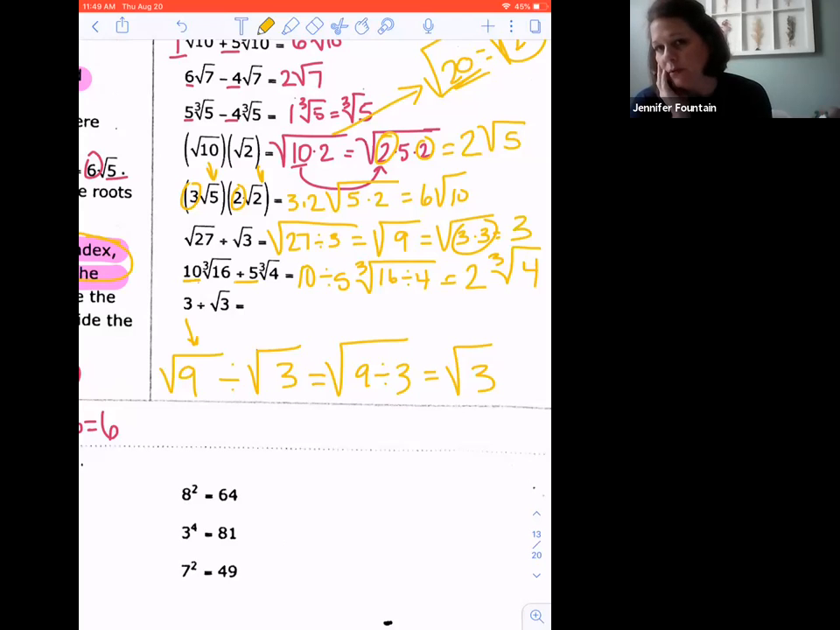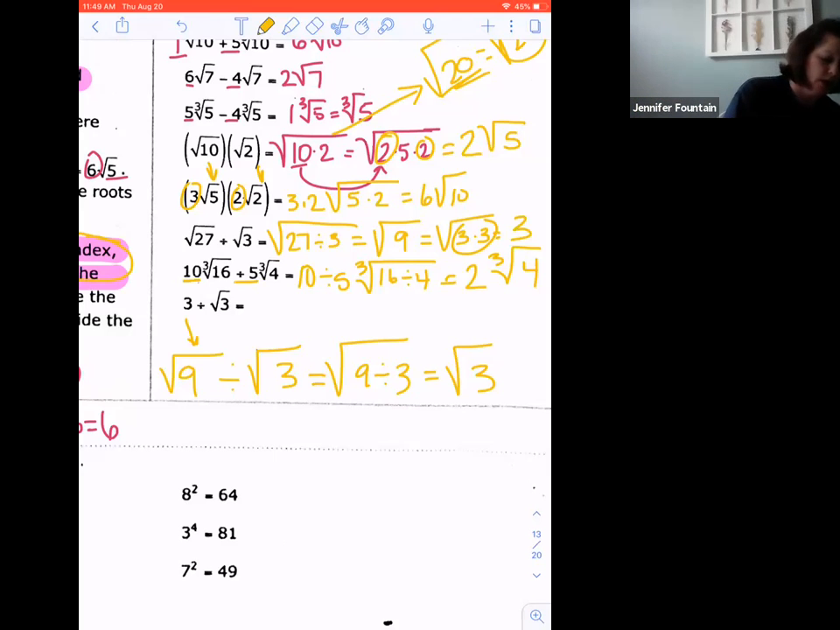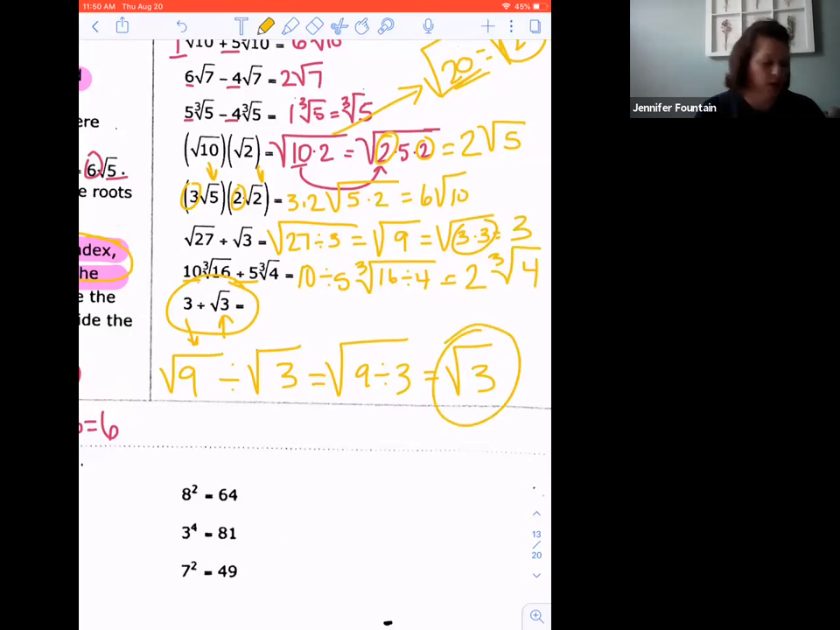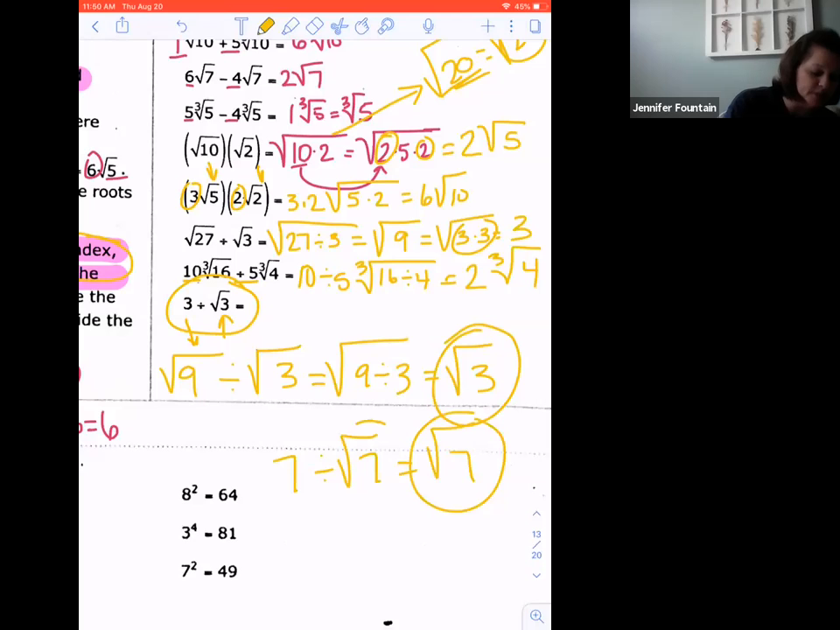I will tell you a little trick on that though. Whenever you have a whole number divided by the square root of that same whole number, my answer is going to be the square root of that number. So 7 divided by the square root of 7 is going to equal the square root of 7, because the square root of 7 times the square root of 7 equals the whole number 7.